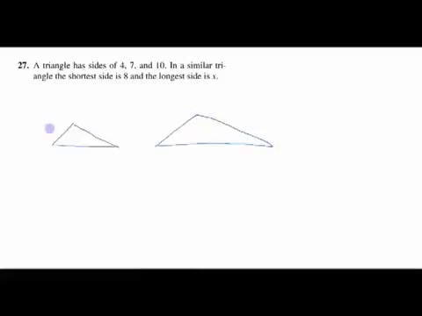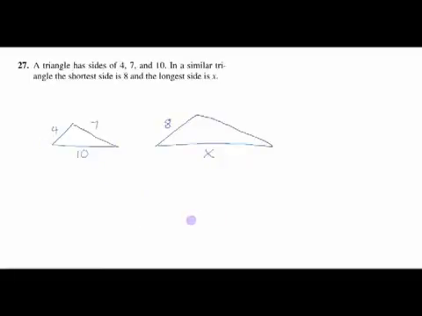We have a triangle with sides 4, 7, and 10. A similar triangle has the shortest side of 8, so this would be the 8. Since this is the shortest side, this is the shortest side of this one. And the longest side is x. So let's figure out what that x is. Here it's pretty easy. We can go 4 is to 8 as 10 is to x. We're just doubling. Apparently my x is going to be 20.